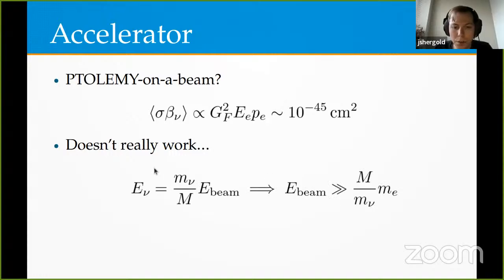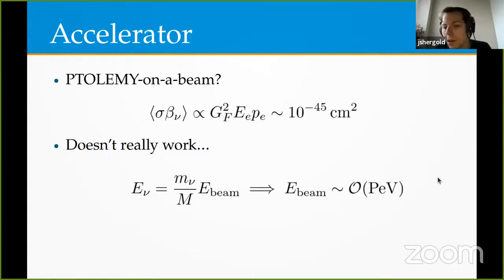So you can go ahead and solve this equation with E nu equal to the electron mass, and you find that the beam energy needs to be greater than something like the tritium mass over the neutrino mass multiplied by the electron mass, which works out to typically be of order a few PeV, a few peta electron volts, about 1,000 times more energetic than the LHC. So you can see that this is an absolute nightmare.